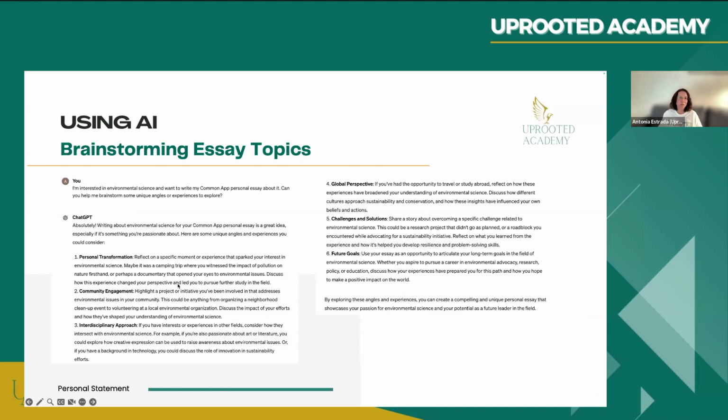I'll say it out loud so that you can see an example of what it came up with. The first one says: personal transformation. Reflect on a specific moment or experience that sparked your interest in environmental science. Maybe it was a camping trip where you witnessed the impact of pollution on nature firsthand, or perhaps a documentary that opened your eyes to environmental issues. Discuss how this experience changed your perspective and led you to pursue further study in the field. Right, so this is just one of these angles.